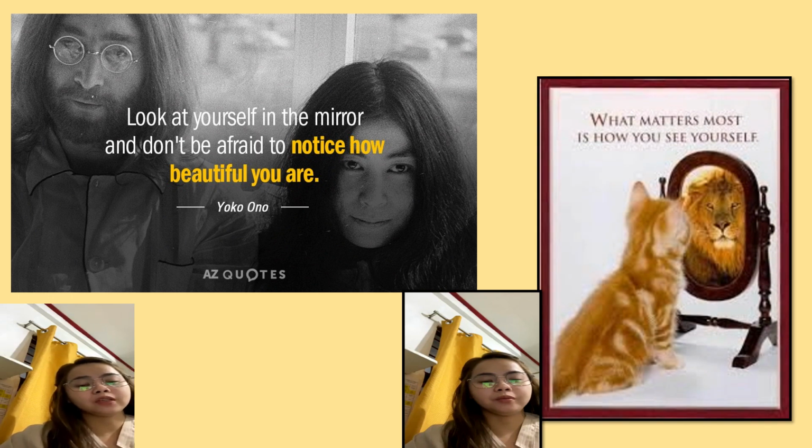Before I continue with my discussion, I just want you to reflect on these quotations. According to Yoko Ono, look at yourself in the mirror and don't be afraid to notice how beautiful you are. Beautiful inside and outside. We are not born to please everybody, but make sure that we are also reflecting on our characteristics and attitude towards the people that we face every day. And the other quotation is, what matters most is how you see yourself.